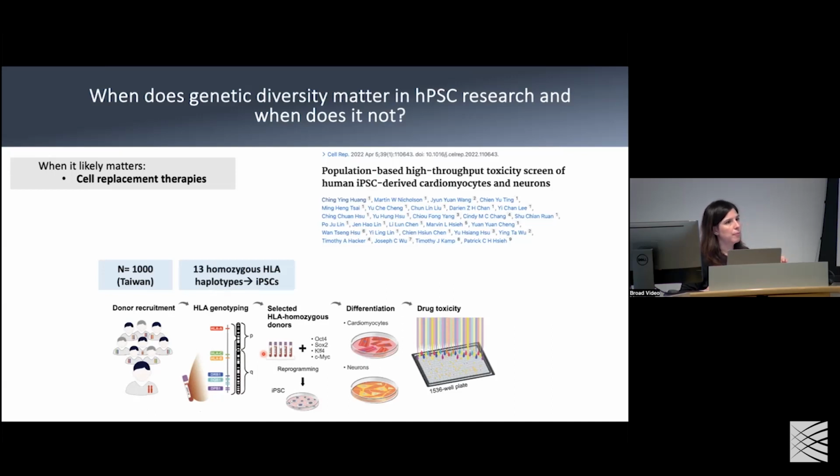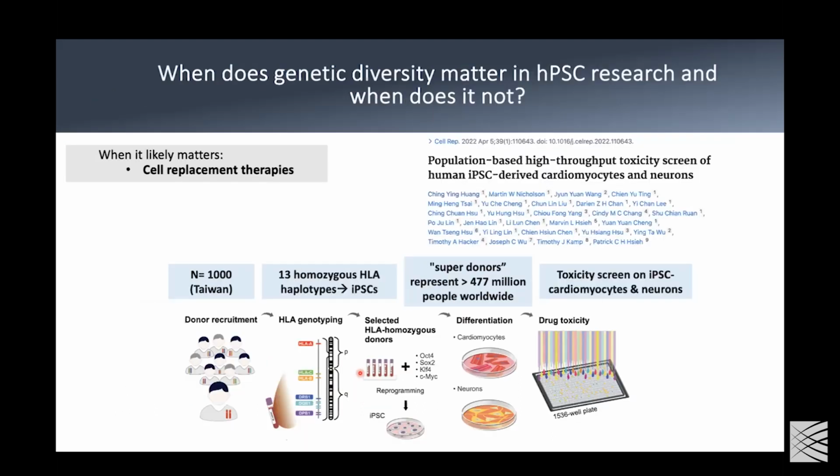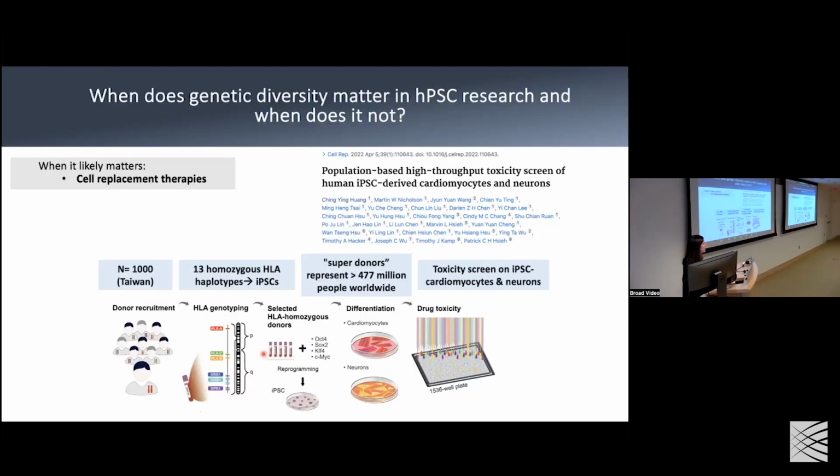From these samples from the blood, they've then derived induced pluripotent stem cell lines. And then they label these donors as super donors because only these 13 lines can represent 477 million people worldwide. So it provides a beneficial match for that many donors. And they even went further, and from these iPSCs, they've generated cardiomyocytes and neurons and performed toxicity screens, again, showcasing the value of this approach, even going to a more translational perspective.